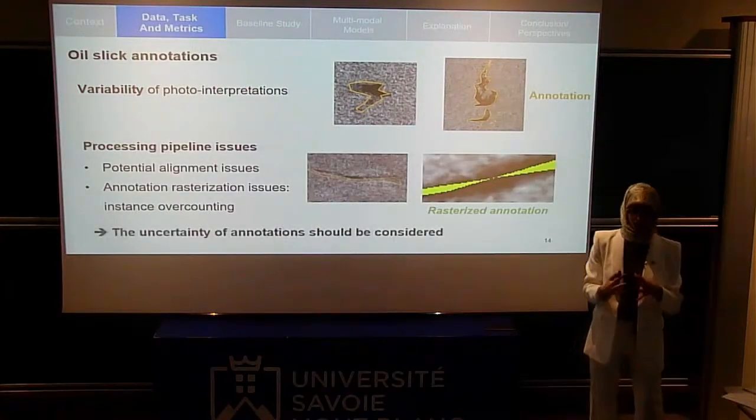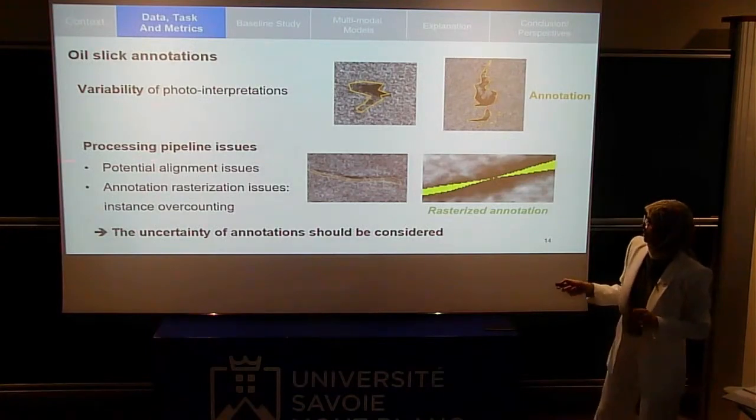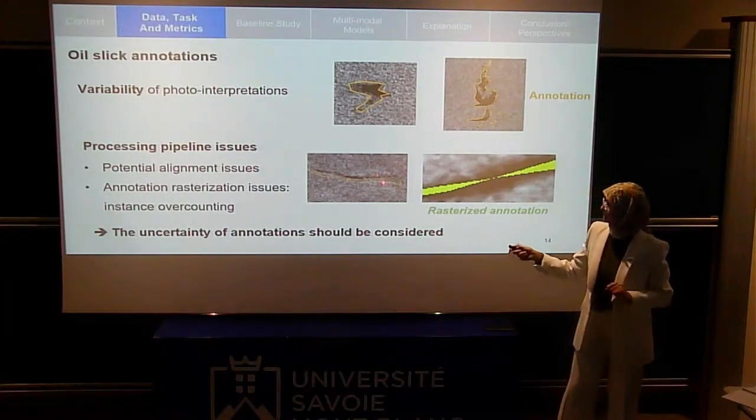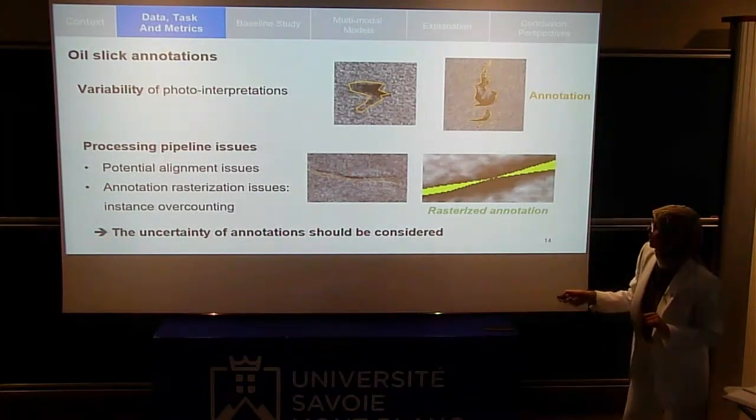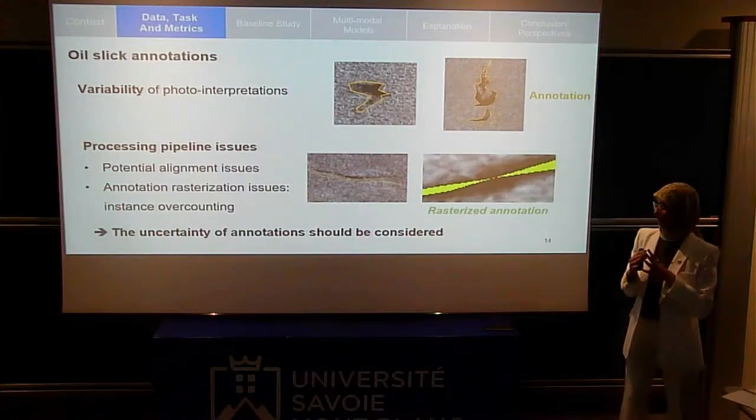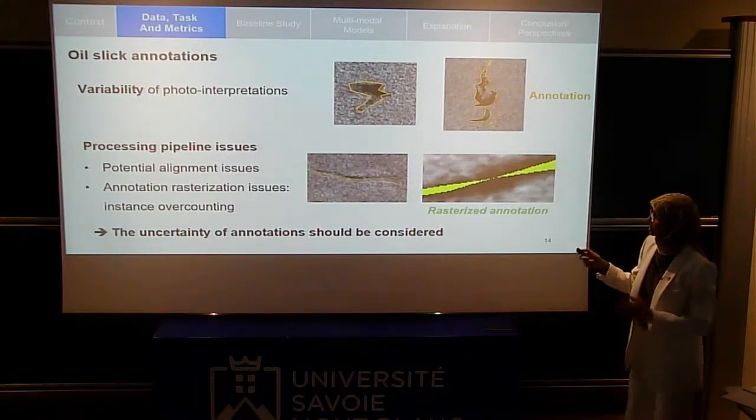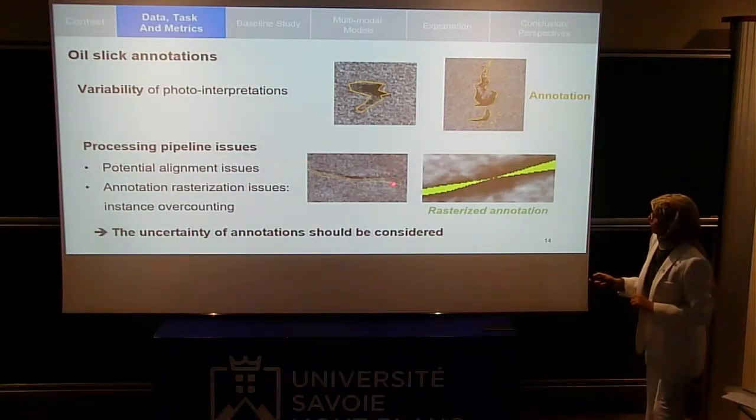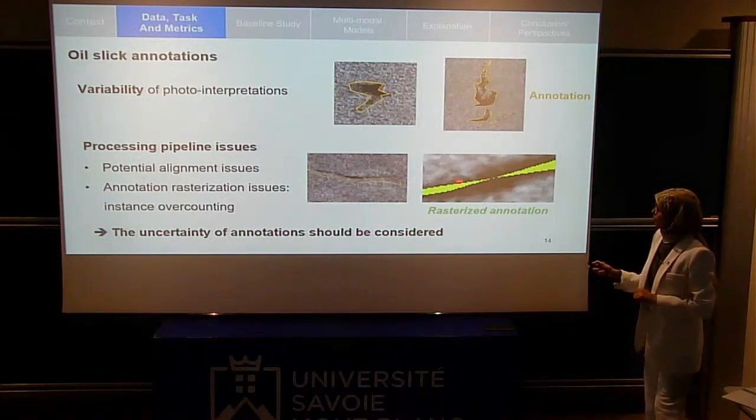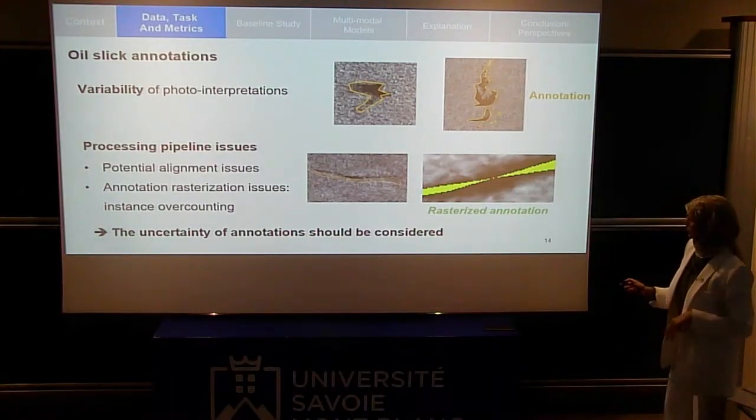In the processing pipeline of this annotation, we have some issues. Here are the main ones. We have some potential alignment issues. We can see here, for example, a shifting of the polygon by a few pixels. And during the rasterization process, which means moving from the polygons to a matricial format, we have some issues when converting these polygons. We have more instances. For example, one annotation can be converted into three instances instead of one.